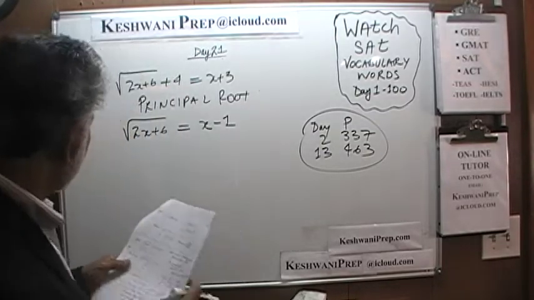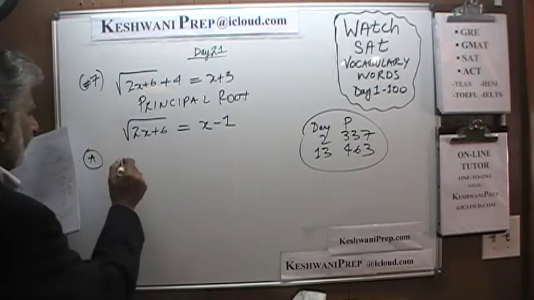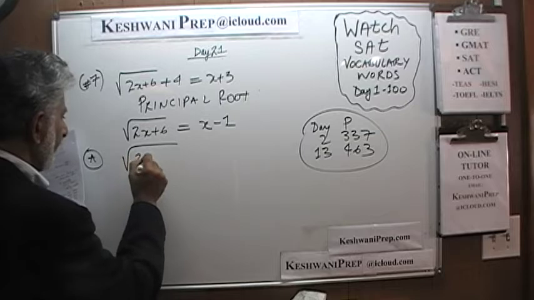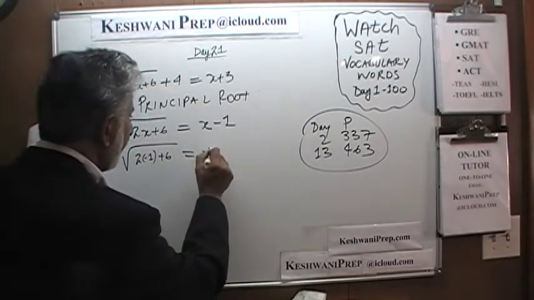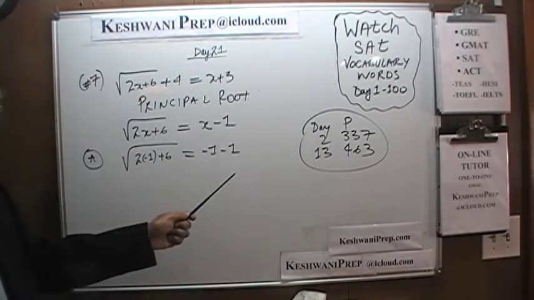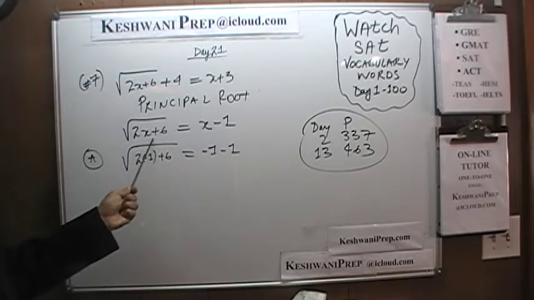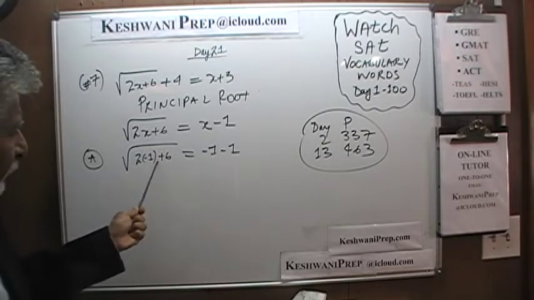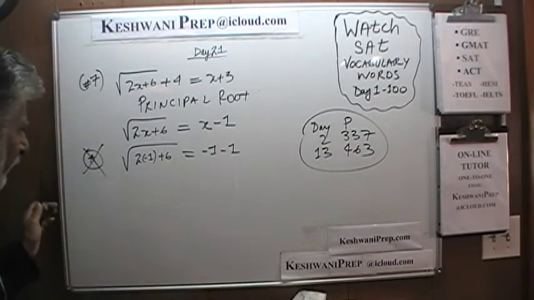The first answer choice says negative 1. So let's just plug in negative 1. Answer choice A says negative 1. So 2 times negative 1 plus 6, it says, has to equal negative 1 minus negative 1. As you can immediately tell, this is not going to work out, because this quantity, we already said, cannot be negative. And this one says that this quantity is negative 2. It is not right. It doesn't matter how things work out.